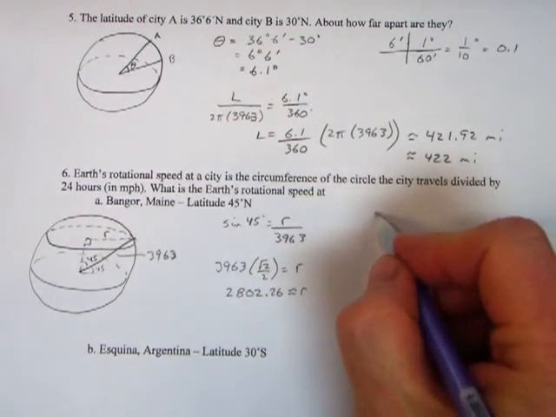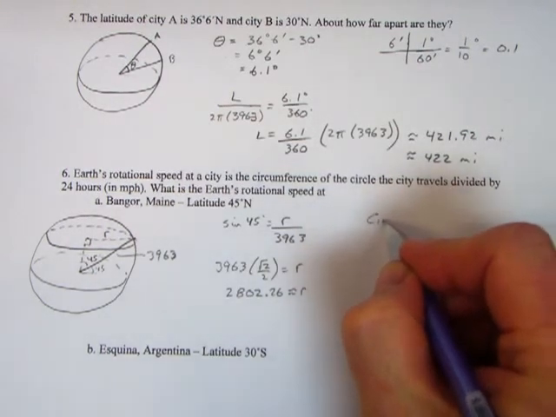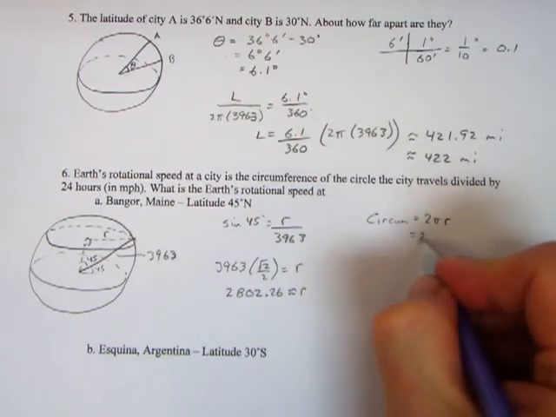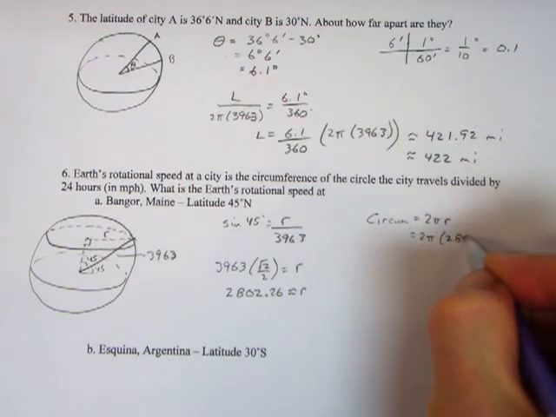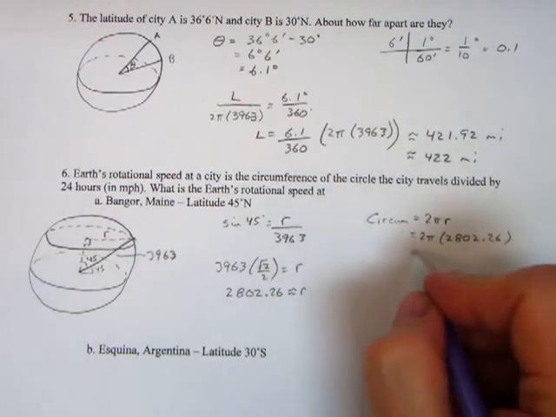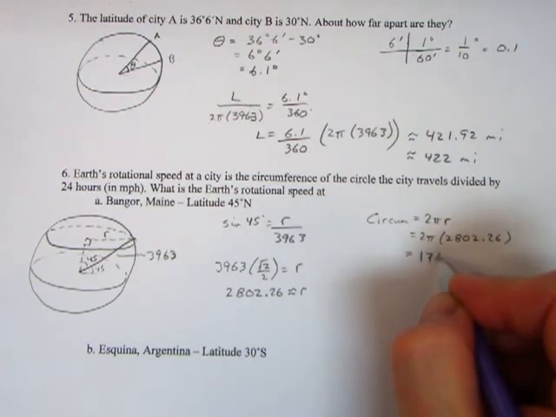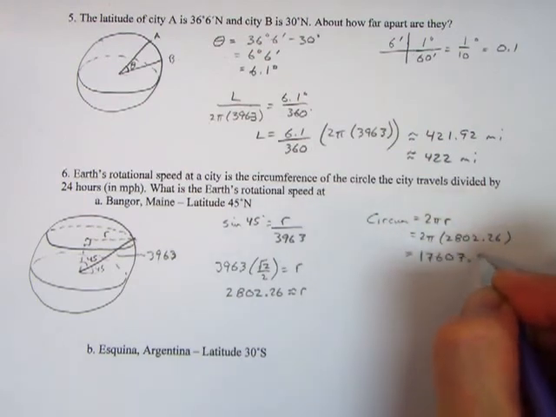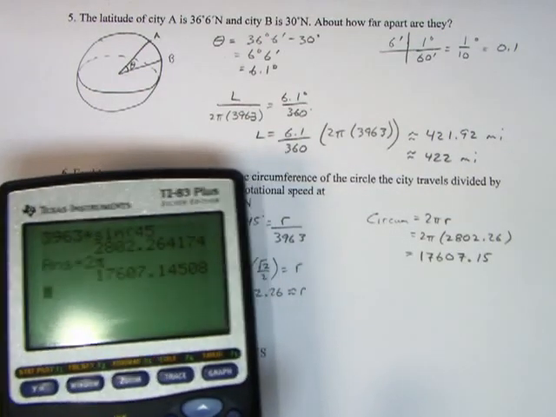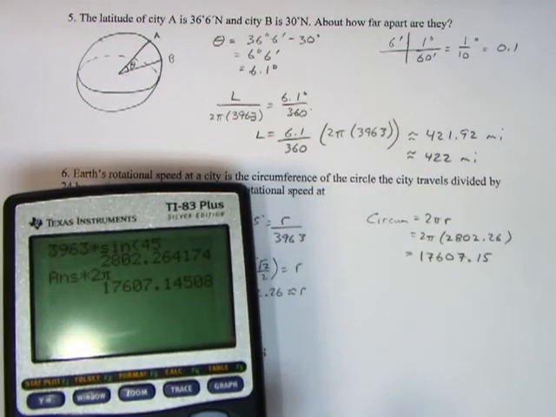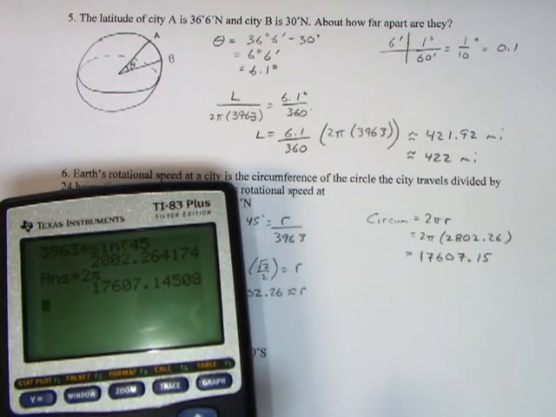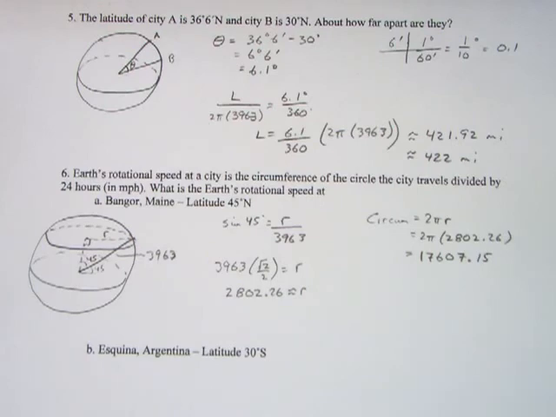So now we need to find the circumference. The circumference equals 2 pi r. So that's 2 pi times 2,802.26, but we'll keep all those decimal places when we do the multiplication. Let's see if you can see that there. So I took my answer times 2 pi, and I get 17,607.145, so I round that up.